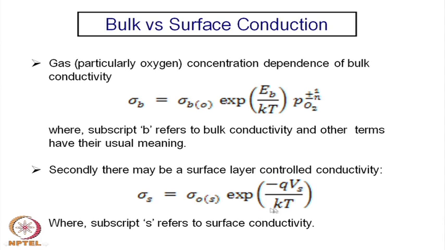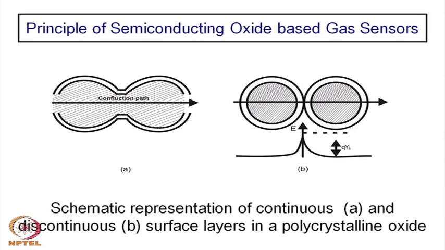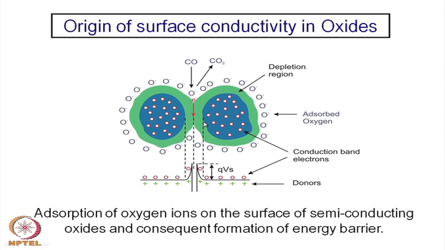So, there is a creation of a barrier height at the junction, and so the surface conductivity is also exponentially dependent on the energy barrier that is created. This is more or less the same expression, except that there is no PO2 term. So, this is not dependent on the environment, it is basically dependent, as we have seen earlier, on this adsorbed layer.